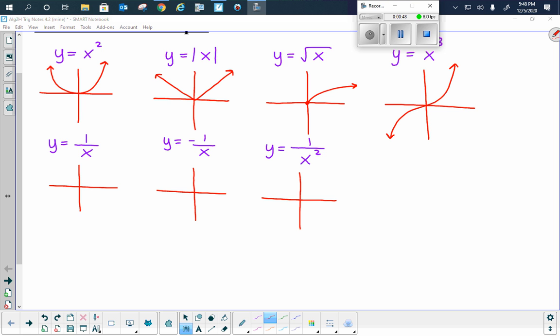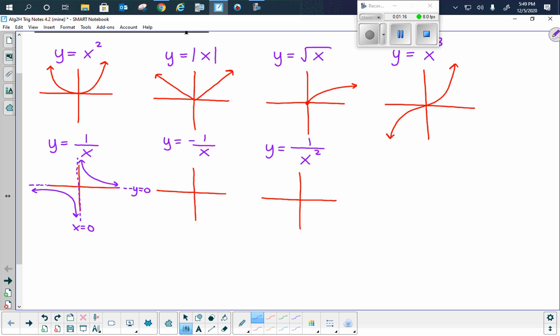Now, let's also review that parent graph of y equals 1 over x. So remember, there's an asymptote at x equals 0, and it's in quadrants 1 and 3, looks like that, and you should be extending the end behavior to show the horizontal asymptote at y equals 0.